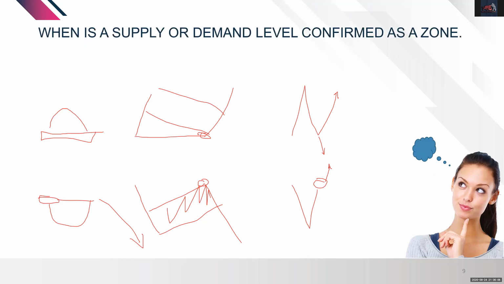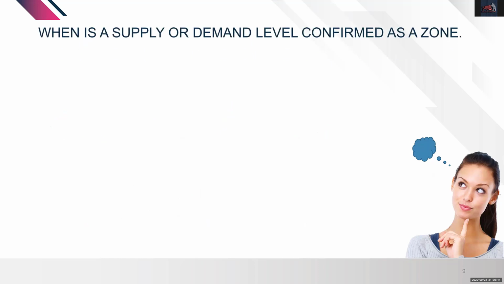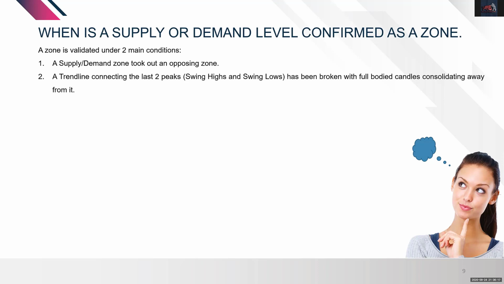So when is a supply or a demand zone confirmed as a zone? This is just a summary of what we've talked about. A zone is validated under two main conditions. First, a supply or a demand zone took out an opposing zone. Second, a trend line connecting the last two peaks, swing highs and swing lows, has been broken fully.